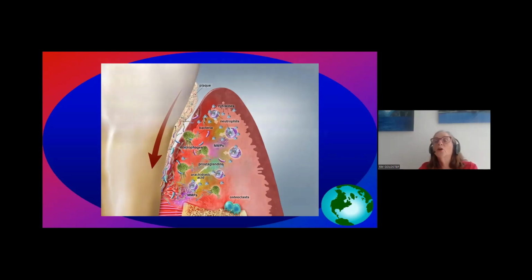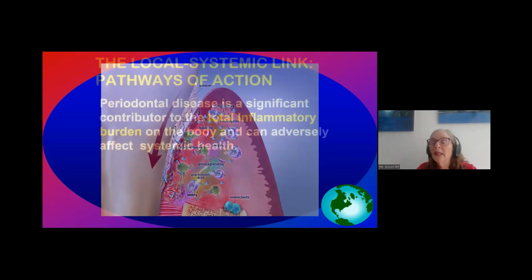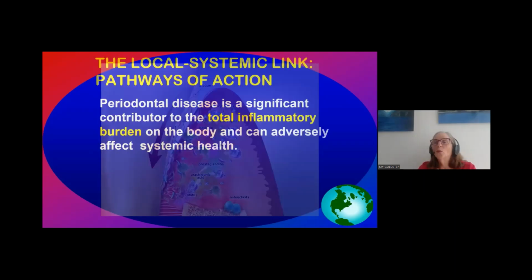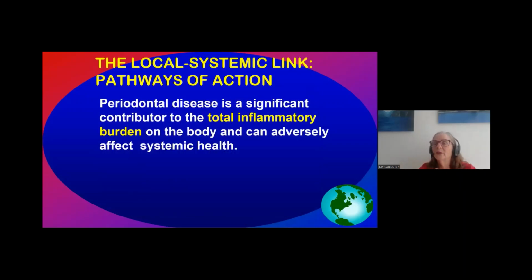It's much better to control it early on, where we saw the early situation where inflammation is helpful. That's where we should be stopping it, in the stage of gingivitis. So this local systemic link, as I mentioned, the connection is inflammation. So we see how inflammation in the oral cavity, in the periodontal pocket, where we're in control, how that starts the situation. So periodontal disease is a significant contributor to the total inflammatory burden on the body, and it can adversely affect systemic health. That is the culprit. That is that link, the local systemic link.